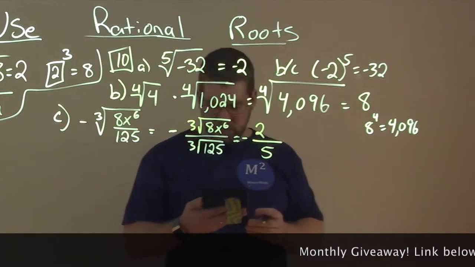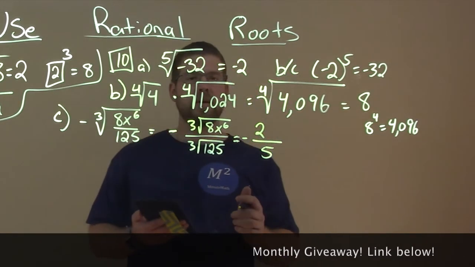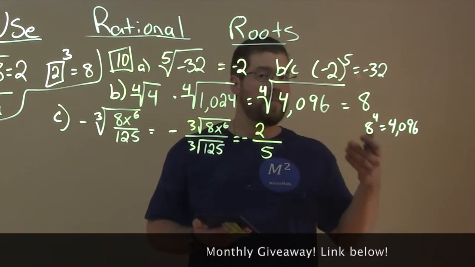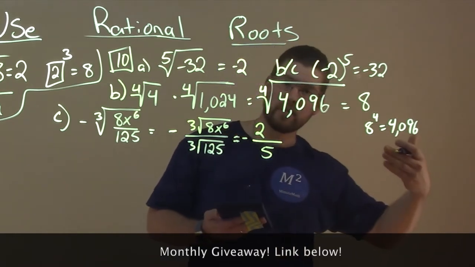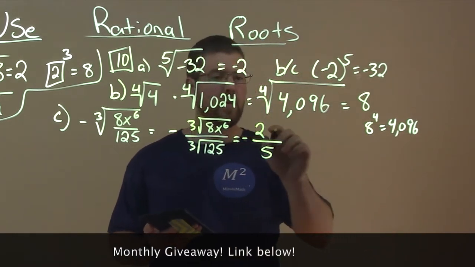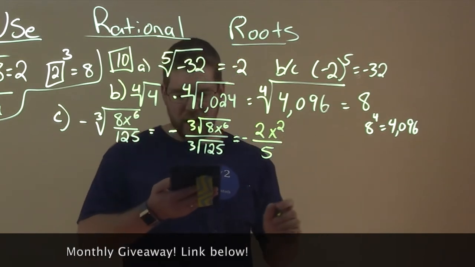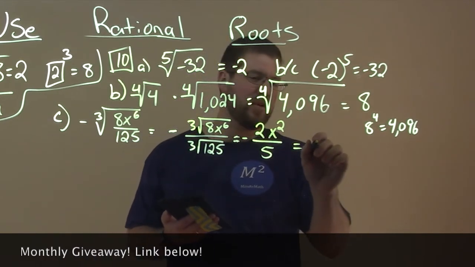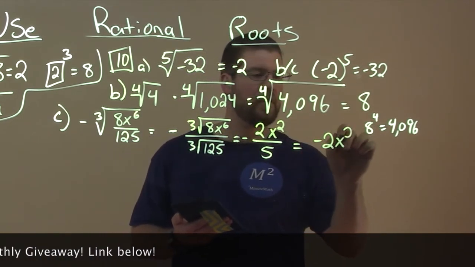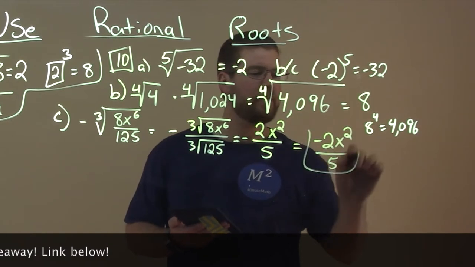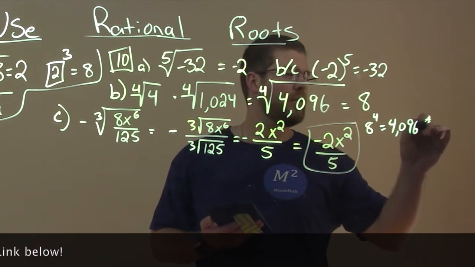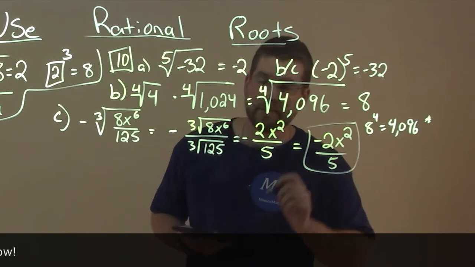Now what's the third root of x to the 6? Well, there's 3 pairs of x squared. x squared times x squared times x squared is x to the 6. So we're just left with x squared. And if you want to write it more nice and neat, you're going to have it like this: negative 2x squared over 5. And there we have, I'll make a little note here, there we have our answer.